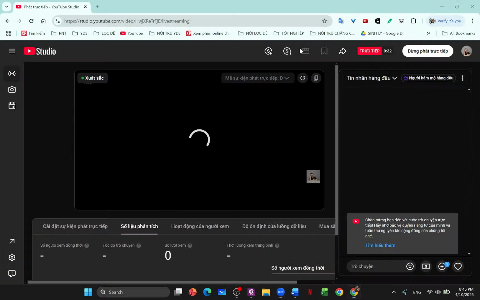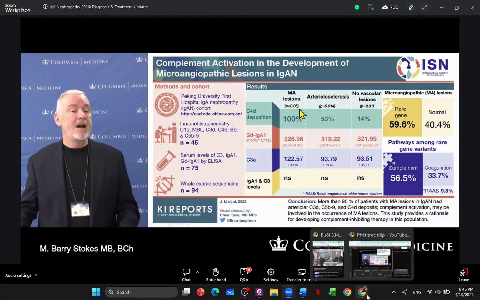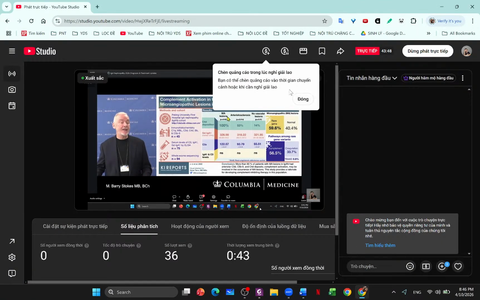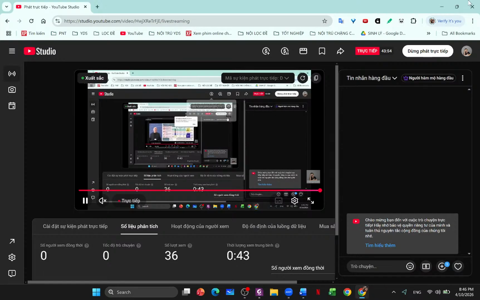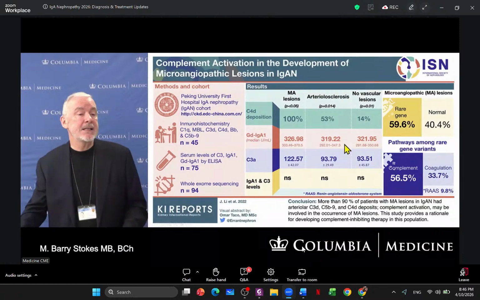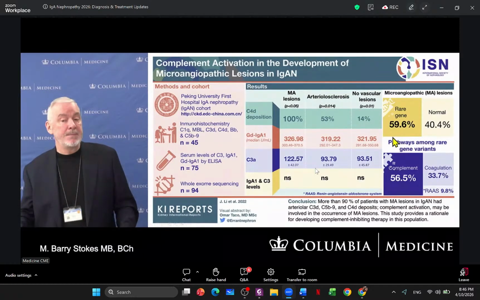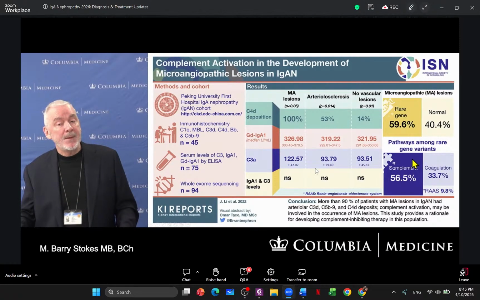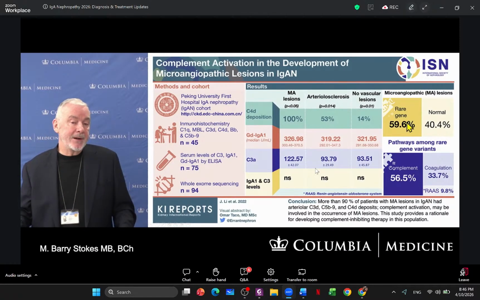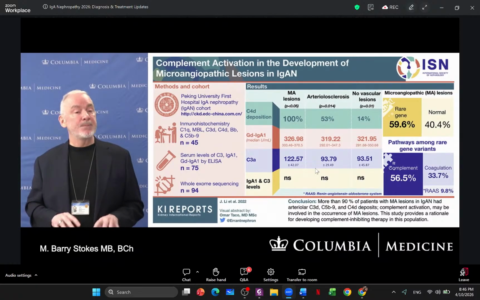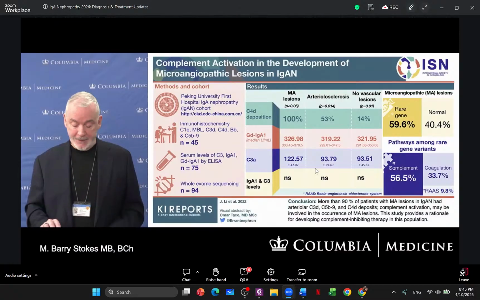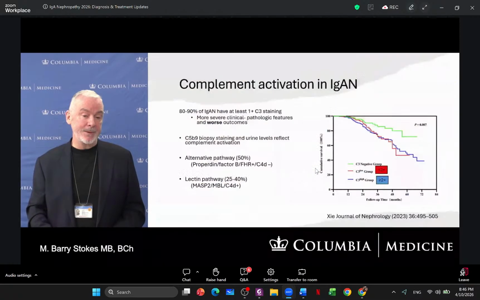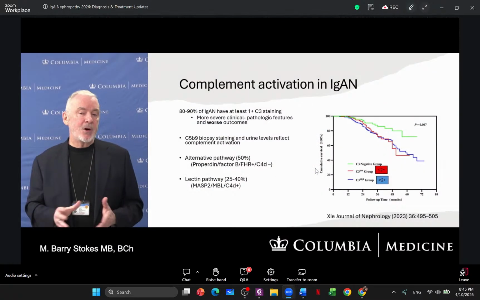And they found that the patients that had the microangiopathic lesions often showed evidence of complement deposition in these vessels, whereas this was seen infrequently in the patients that did not have vascular disease. They then did testing of a subset of these patients using genetic testing, and they found rare gene variants, particularly in the complement pathway, in the patients who had severe microvascular disease. And again, this suggests that this particular subset might be a complement-driven form of IgA nephropathy and might benefit from complement inhibition therapy.